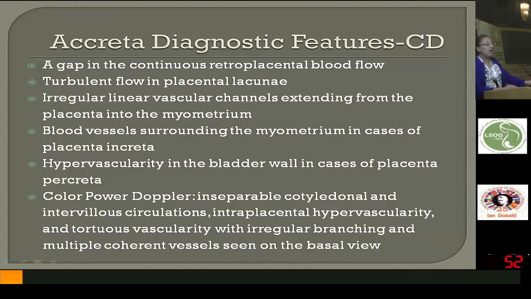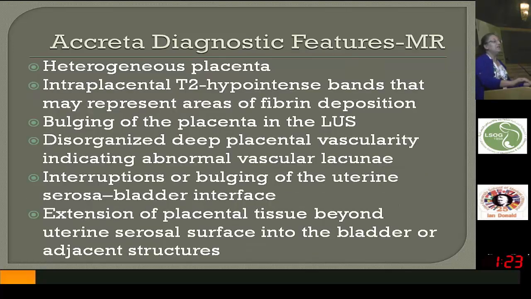Color Doppler will help you in the diagnosis when we see a gap in the continuous retroplacental flow, and we have turbulent flow, irregular linear vascular channels that extend from placenta to myometrium. Also, the blood vessels would be surrounding the myometrium, the placenta and the bladder. There is hypervascularity in the bladder wall, and color Doppler usually shows low resistance flow in these areas.